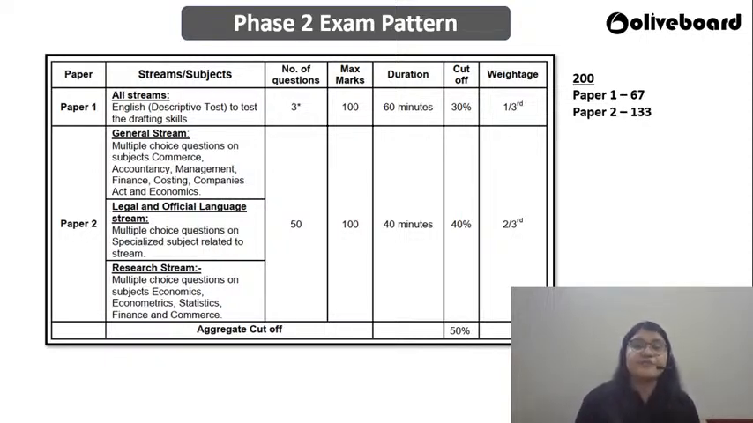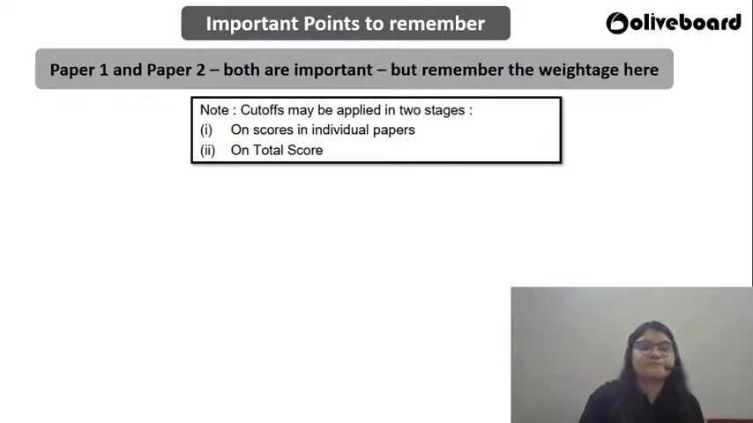Out of 200 marks that you're going to be writing, 67 would be for your paper 1, because you just have 1/3 of weightage, and 133 worth of marks is going to be from your paper 2. So don't worry, the converting and everything will be done automatically. You just need to go ahead and write for 100 marks each. That is very simple here. Now let me take you to the next part.